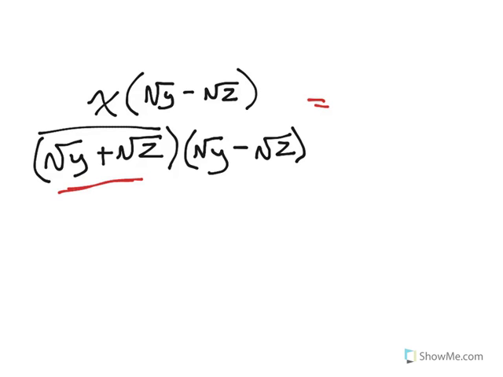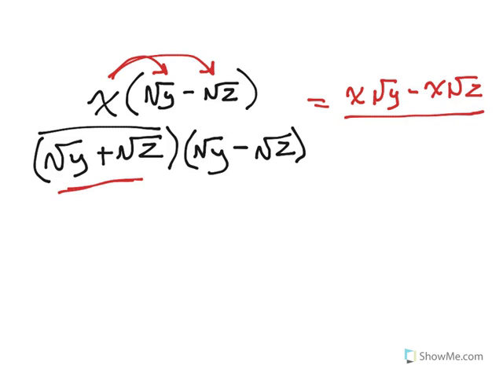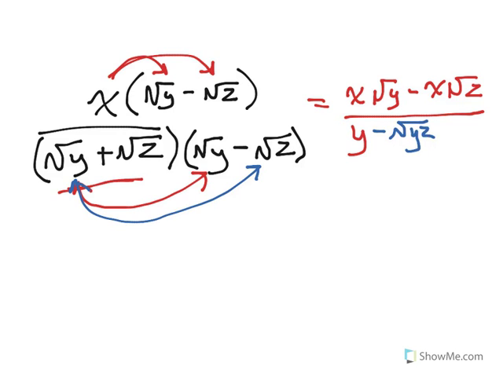So in our numerator, we are going to multiply the x to both terms, and that gives us x square root y minus x square root z all over the denominator. And the denominator we are going to FOIL. Square root y times square root y is y. Square root y times negative square root z is negative square root yz.